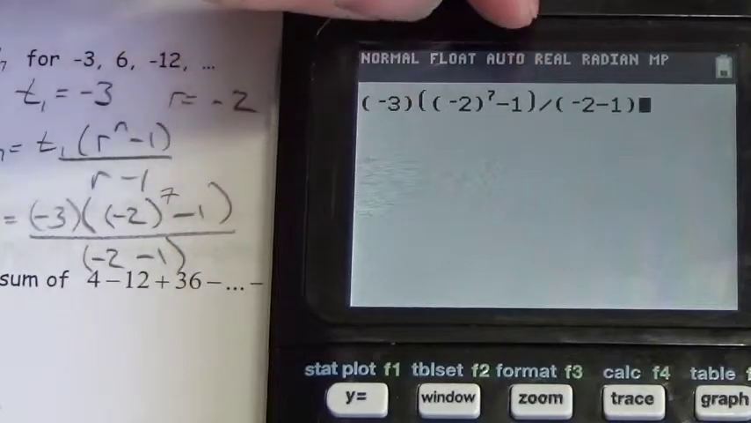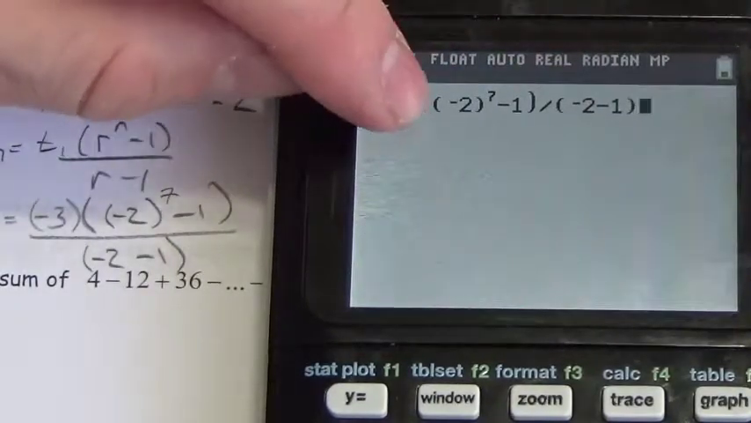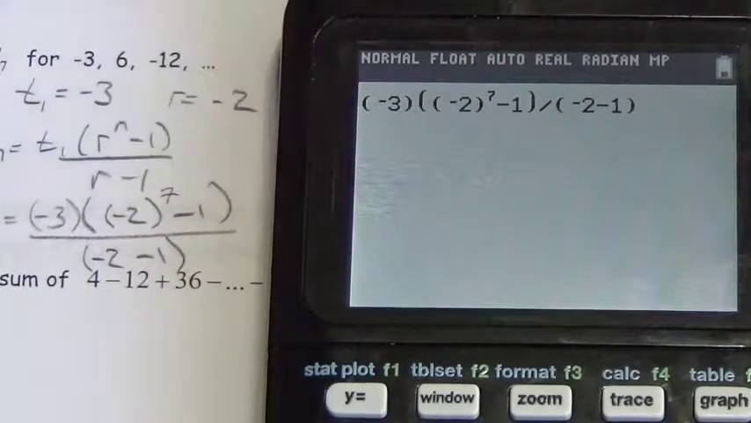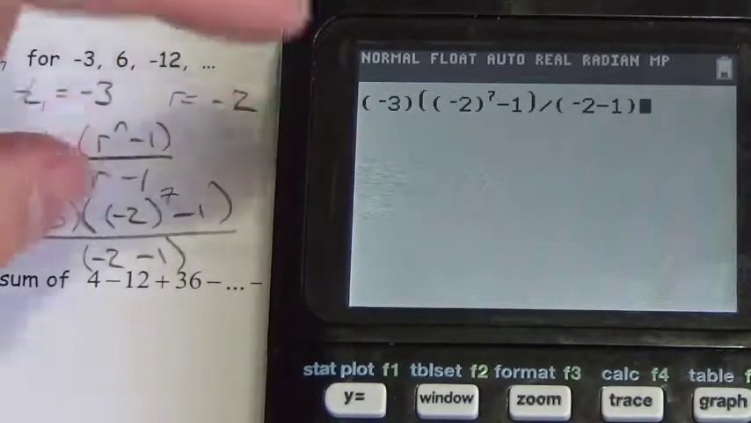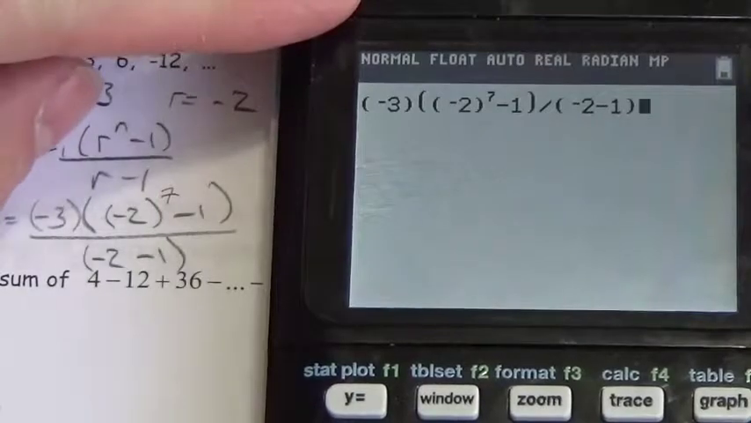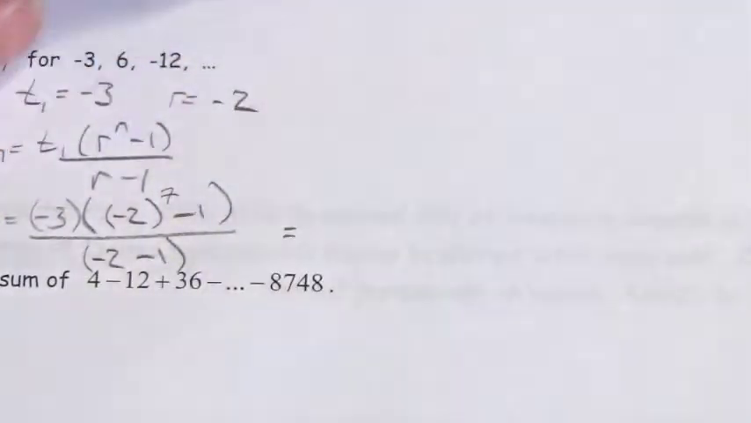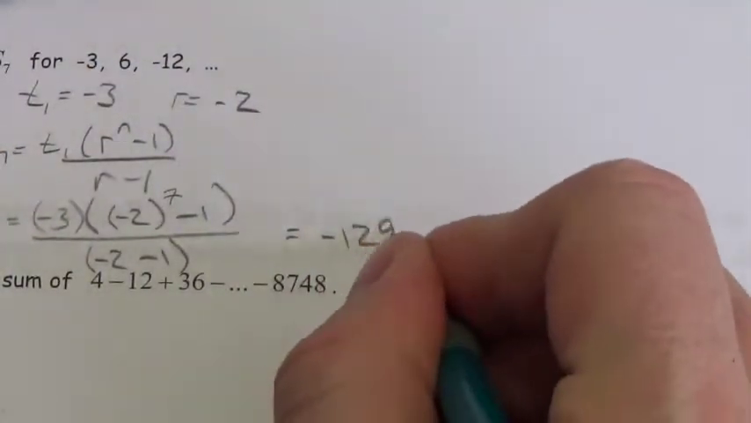There's parentheses around the numerator, around the denominator. There's parentheses around the base of an exponential, or the base of a power if the base is negative. Please watch that. Press enter, and I get that the sum is negative 129.